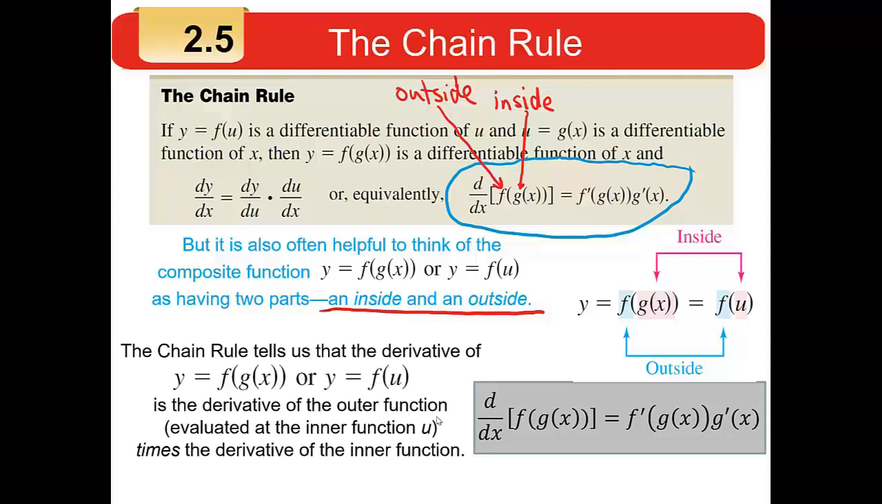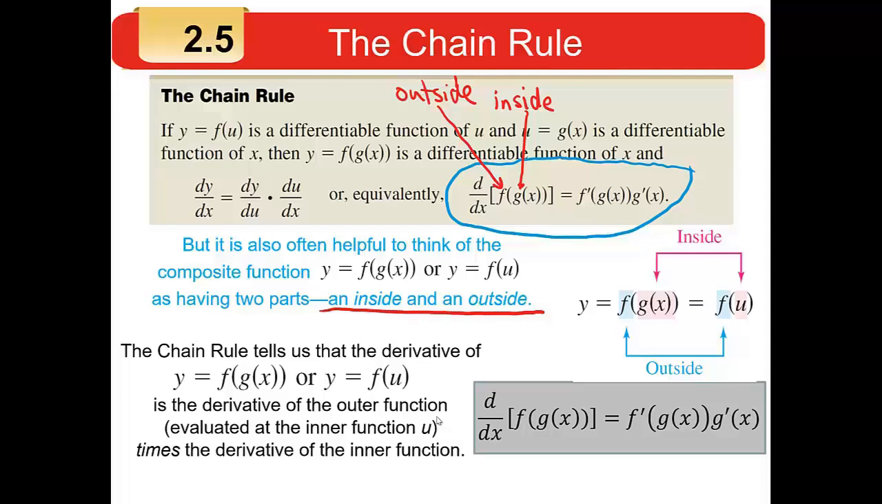If you think about it that way, what the chain rule says, if you want to take the derivative of that composite, if you let y be a composite f of g of x, or if you're thinking of g of x as being u, it'd be y equals f of u. Here's the way you think about it. It's the derivative of the outer function evaluated at the inner function times the derivative of the inner function.